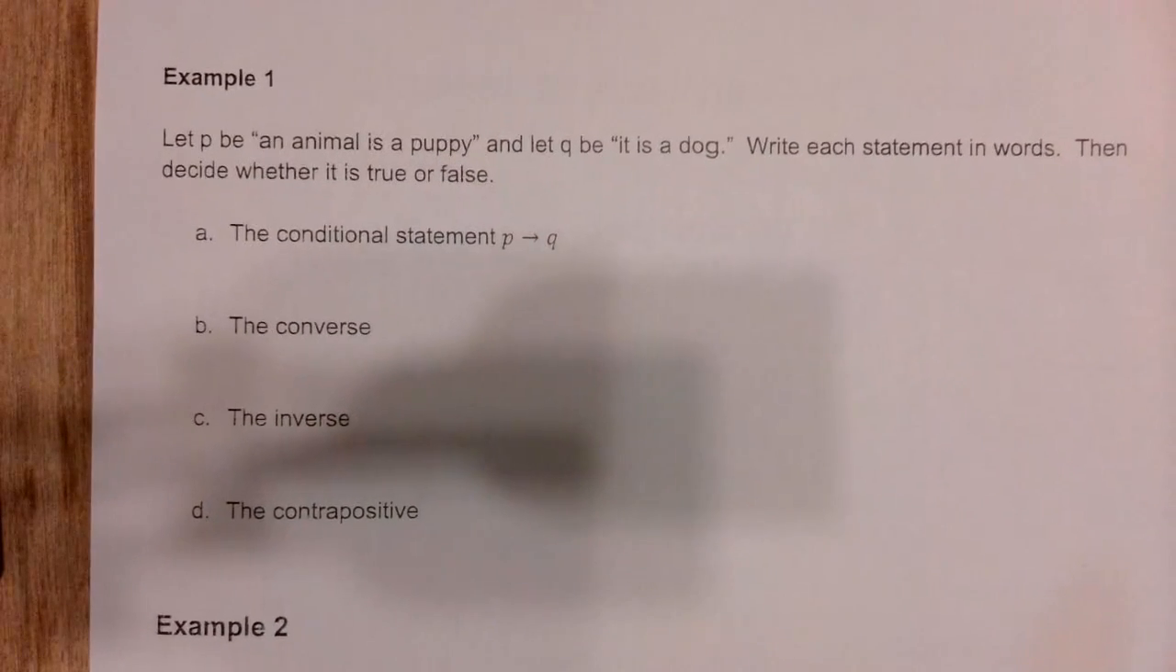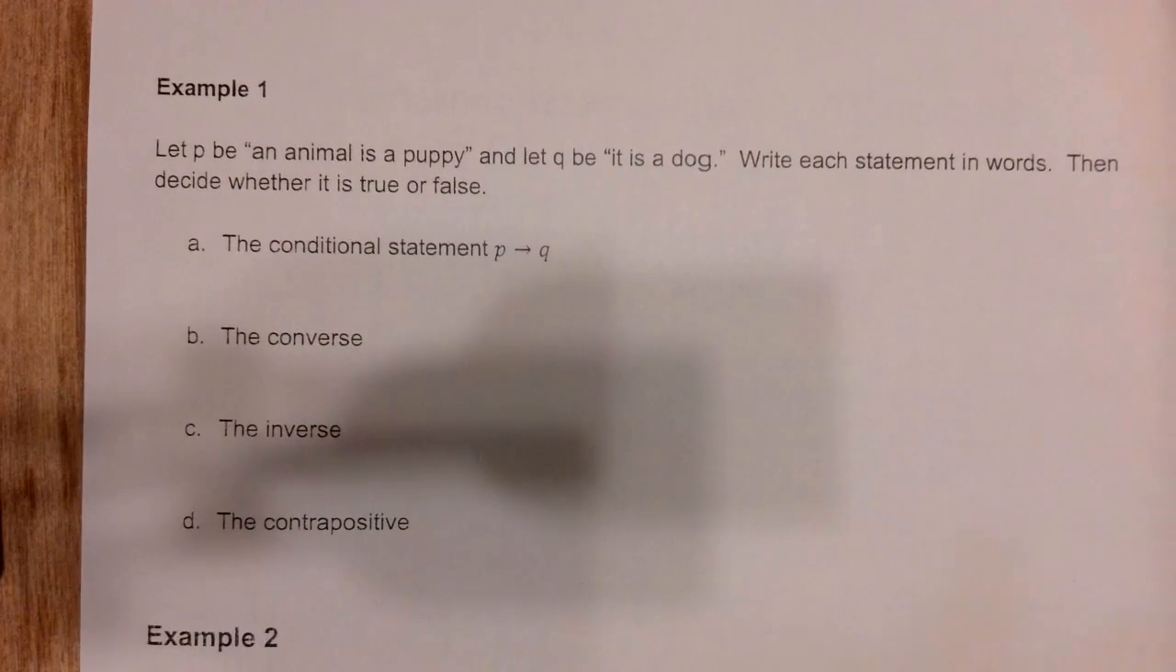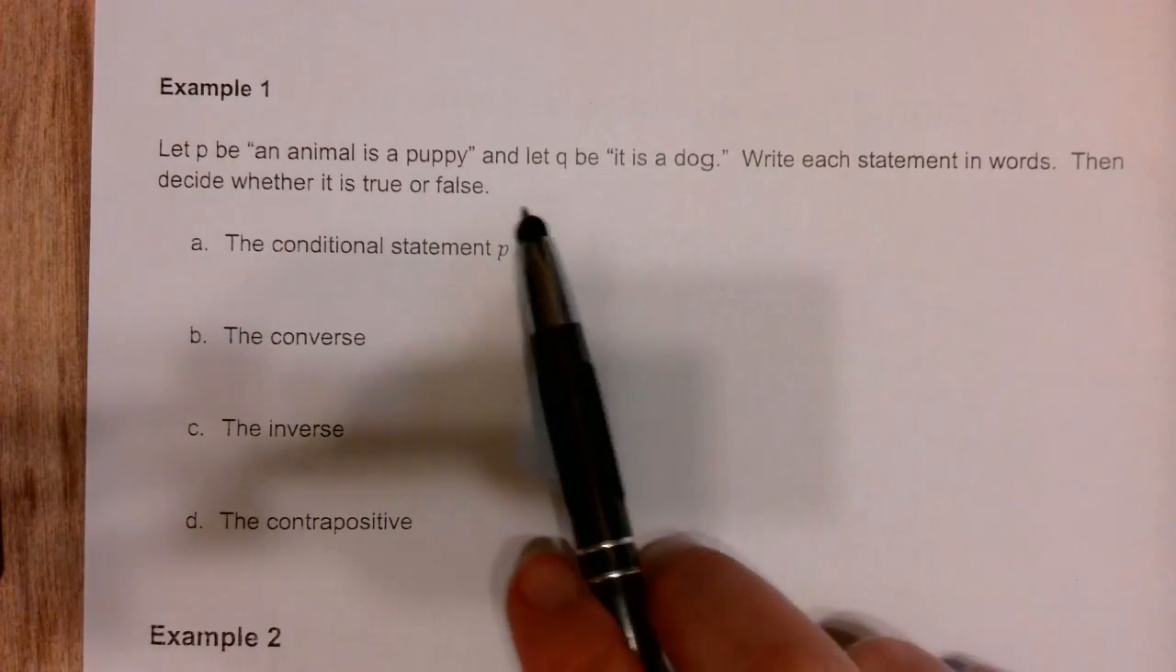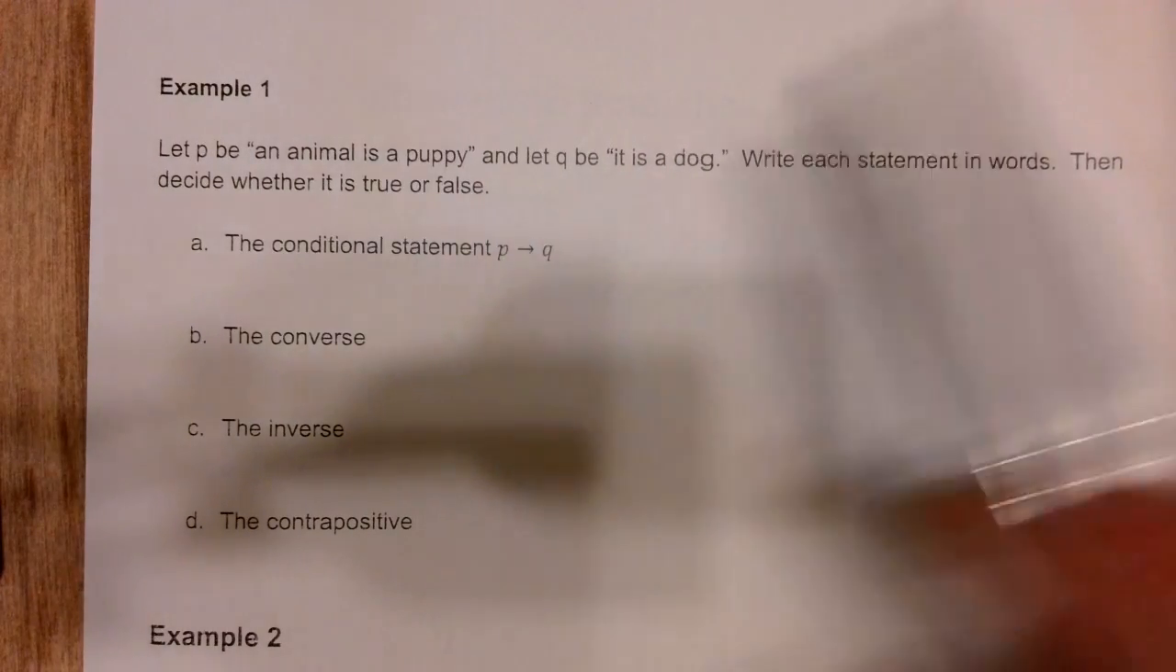So example 1. Let P be an animal is a puppy and Q be it is a dog. Write each statement in words, then decide whether it is true or false. So first, the conditional statement P arrow Q. So the symbol right here, this is logic-based symbols.